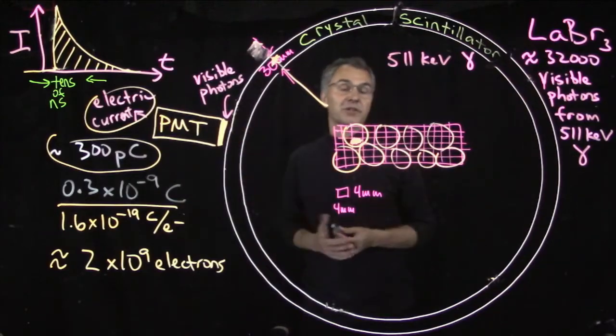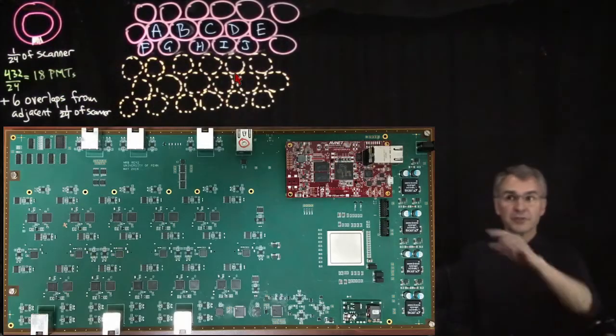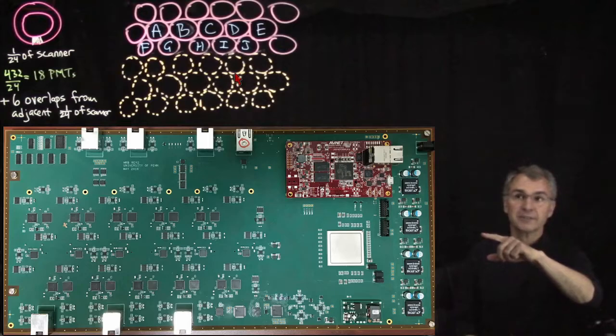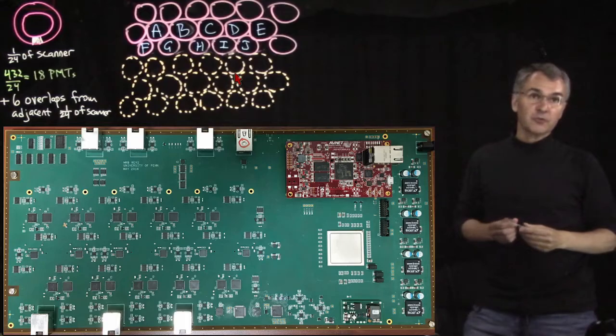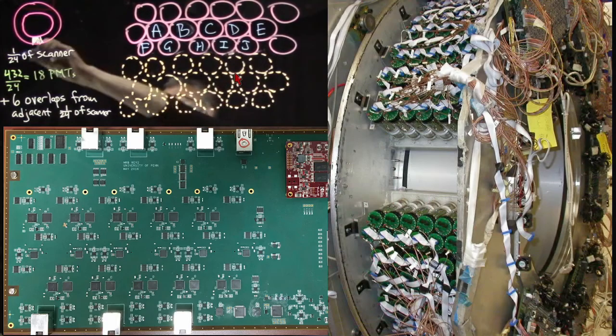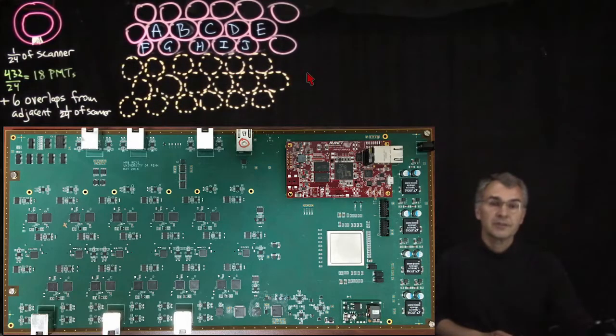Of course, this is supposed to be a talk about electronics. So that brings us back to the circuit board I pointed at the beginning of this talk. And one of these circuit boards, of which there are 24 to read out a complete scanner, will read out 1/24, a 15-degree slice of this PET scanner. Since there are 432 total photomultiplier tubes, that's 18 photomultiplier tubes read out by this board. In addition, we have 6 overlaps from the adjacent 1/24 of the scanner so that we don't miss things on the edges. The electrical signals, the little currents, all come in on the back side of the board.